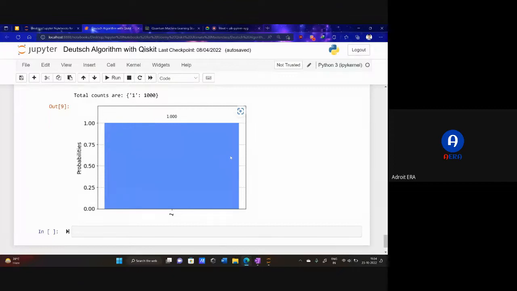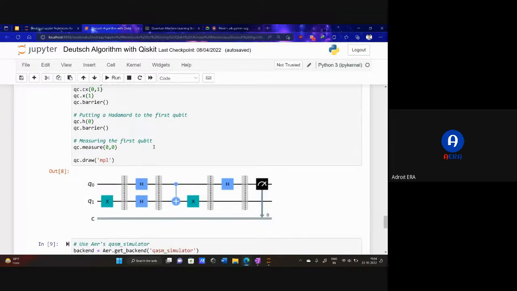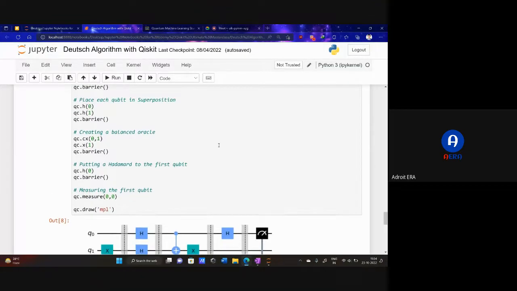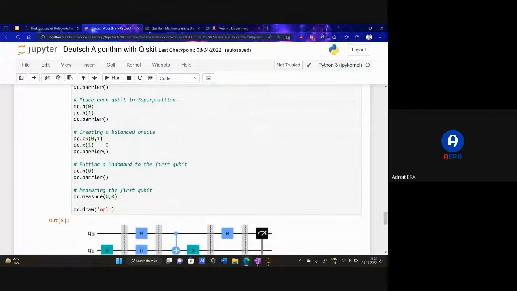And now what you can do is that you can form some complex kind of circuit. Maybe you can start putting some other kind of gates. Let's say, like, you put some y gate and z gate, etc. Like, you can put all these things in the oracle, like make a complex oracle, and then try to see what is the result which you are getting. So this is the Deutsch algorithm with Qiskit.